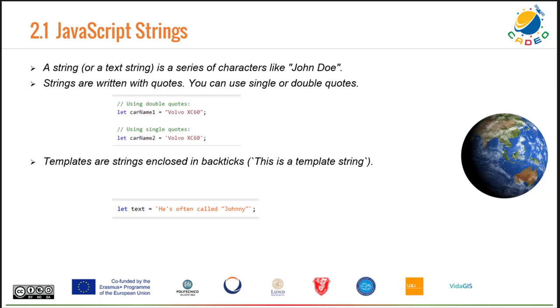The first data type, JavaScript strings. A string or a text string is a series of characters. A JavaScript string is zero or more characters written inside quotes. You can use single or double quotes. You can use quotes inside a string as long as they don't match the quotes surrounding the string.